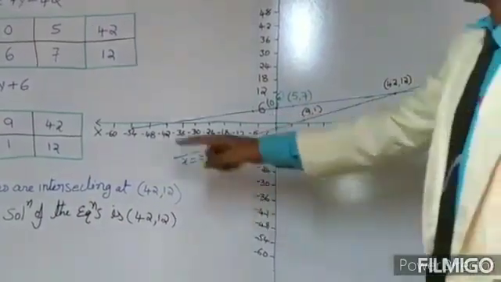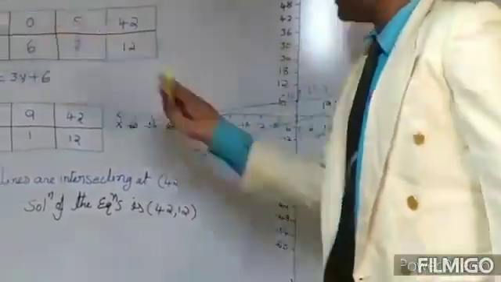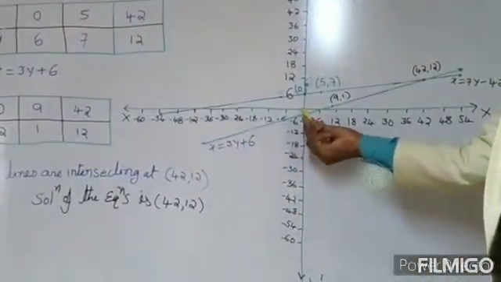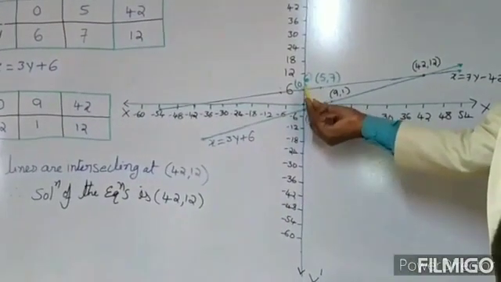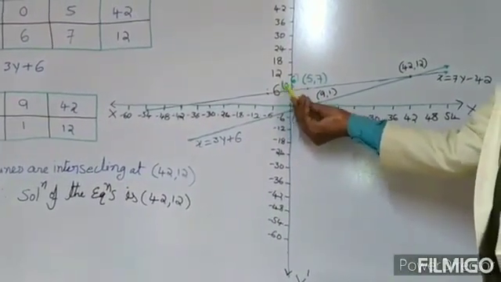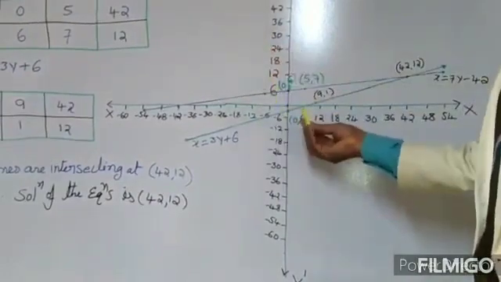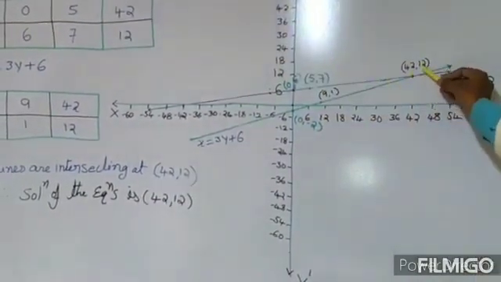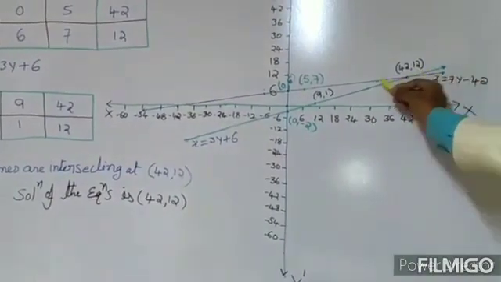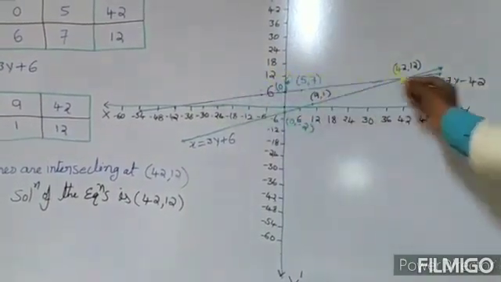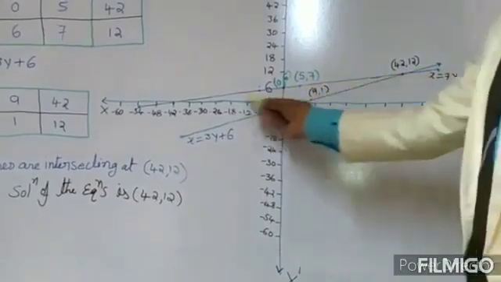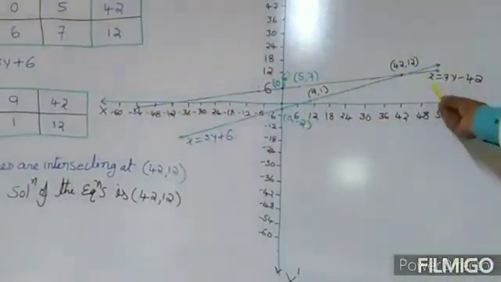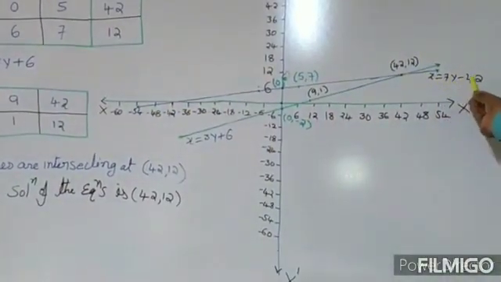So we are going to find the first point 0, 6. So you are at 0 and you are coming to the 6 on the y axis. So this is 0, 6. Second point is 5, 7. And third point is 42, 12. Clear? And join these 3 points with the ruler. So you are getting this line. You see this line. So the name of this line is x equal to 7y minus 42.